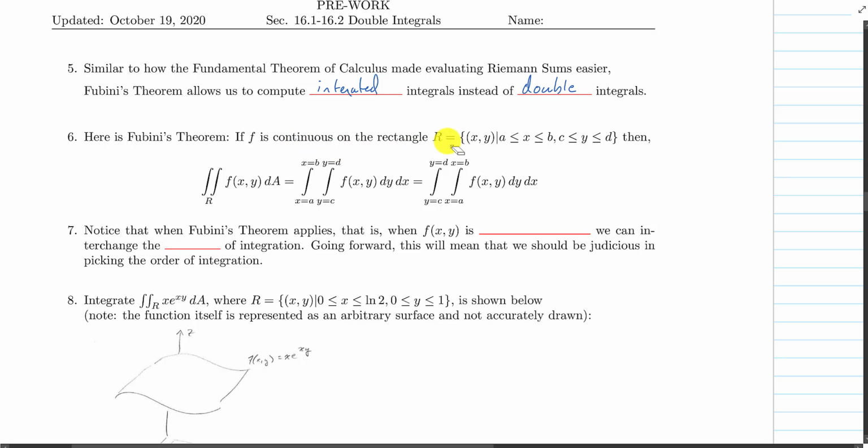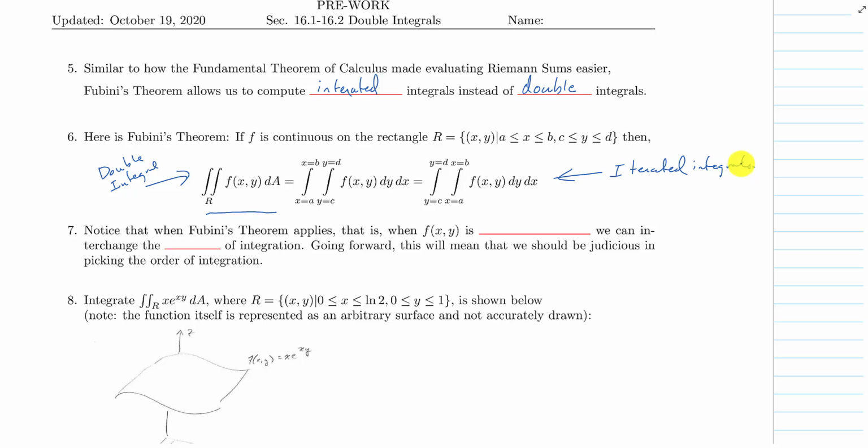Then what this says is that computing this double integral is the same as computing either one of these iterated integrals. That's really helpful. Rather than computing a difficult double integral, the way we'll see how to do in class, we can compute these iterated integrals instead, which you've already learned how to do. There's one other thing that's really important about Fubini's theorem.